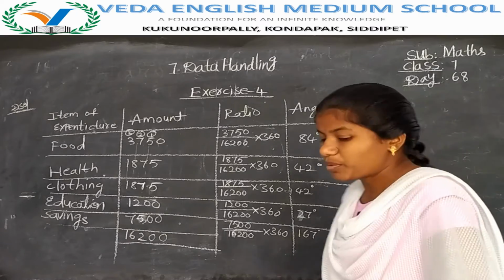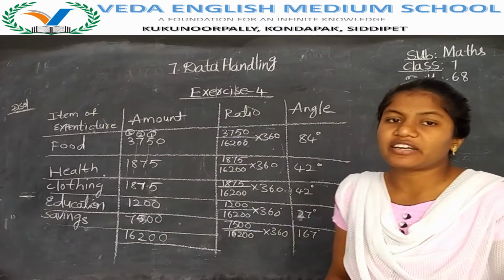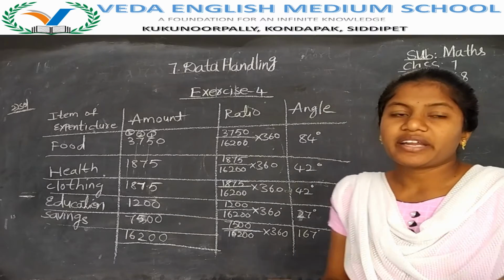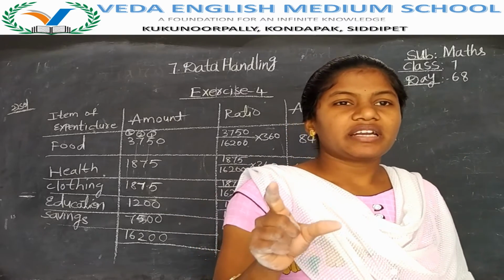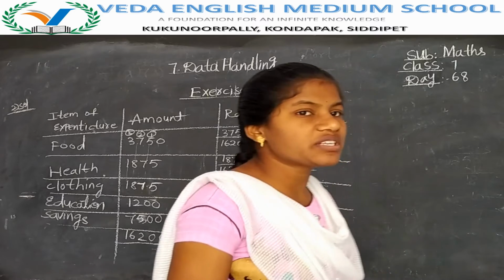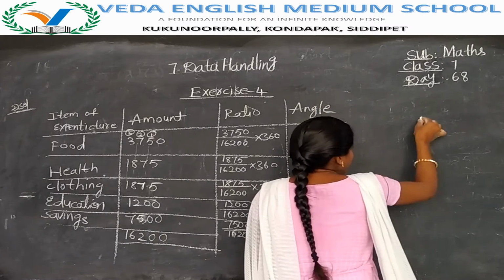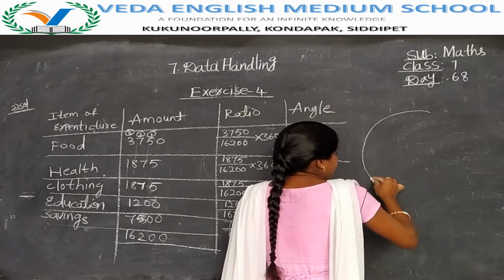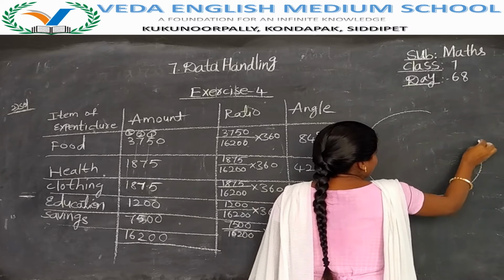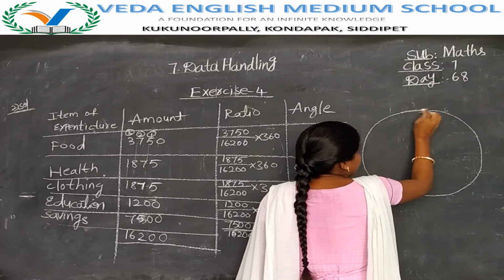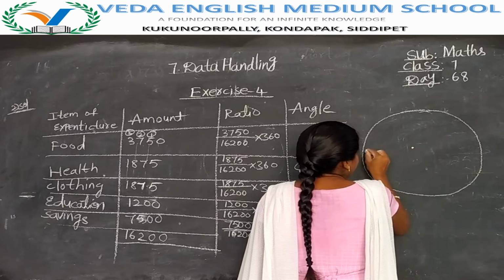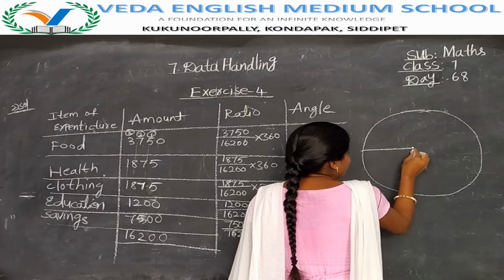Now to draw the pie chart, draw a circle. Take any radius. You have to use a compass here. Take the compass and draw the circle. Draw a circle with radius as 3 centimeters. Then draw one circle like this. Then keep that center and take the center from any radius O.